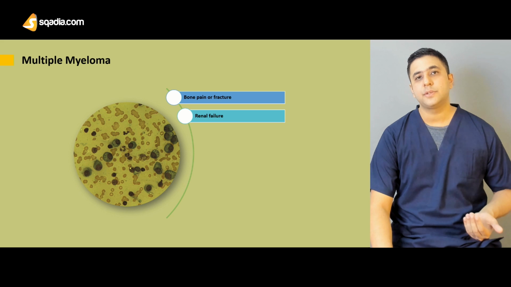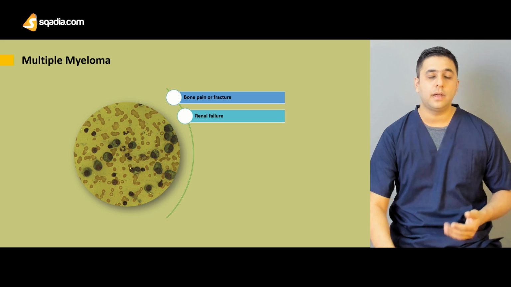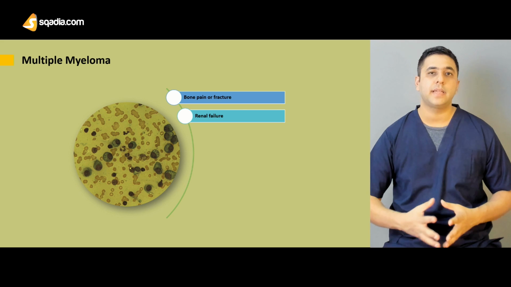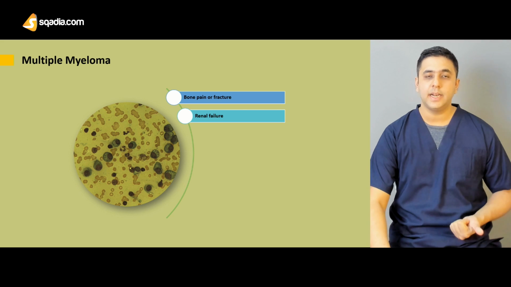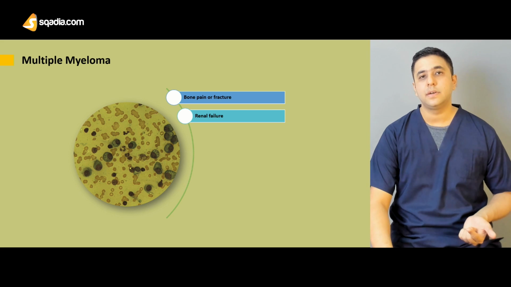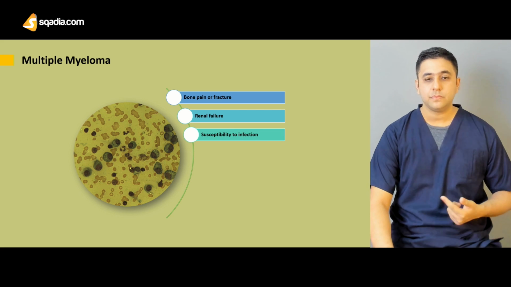Along with that, another hallmark of multiple myeloma is renal problems. Basically, 50% of the patients have some renal issue, and a lot of them, over the period of years, can develop renal failure. So renal abnormalities along with the bone pains can give us a clue of the patient having multiple myeloma.